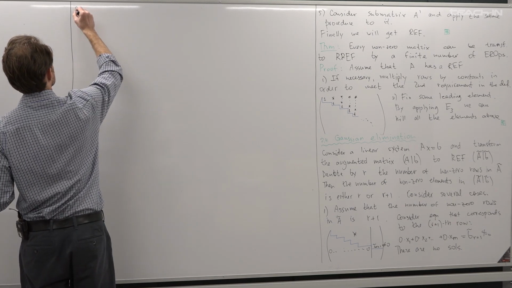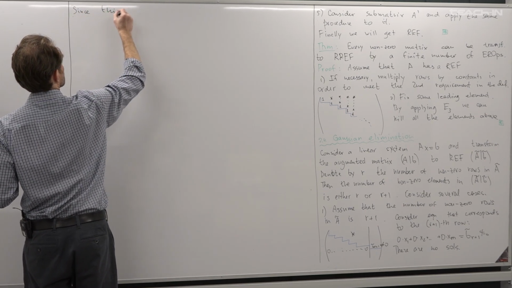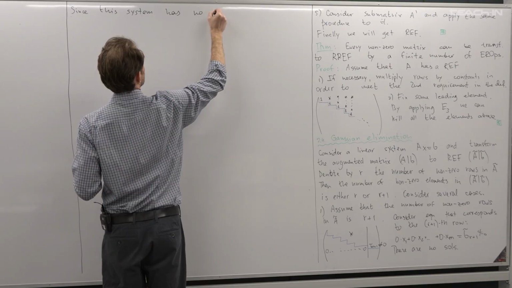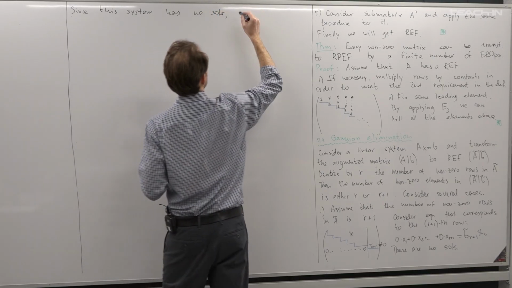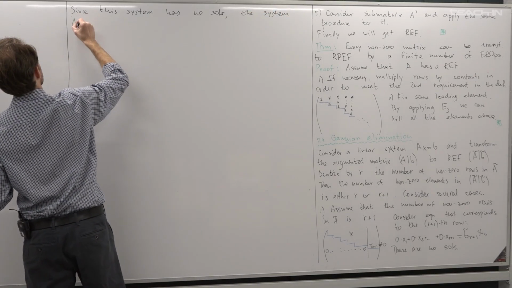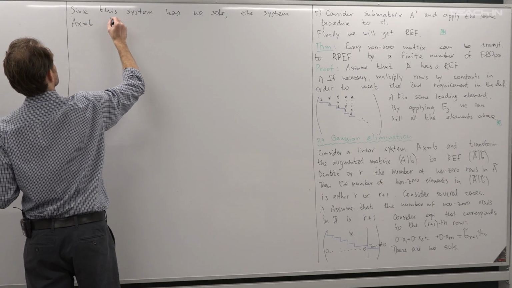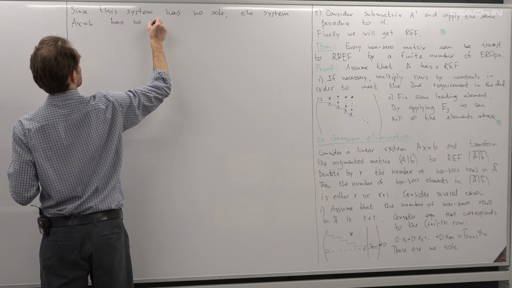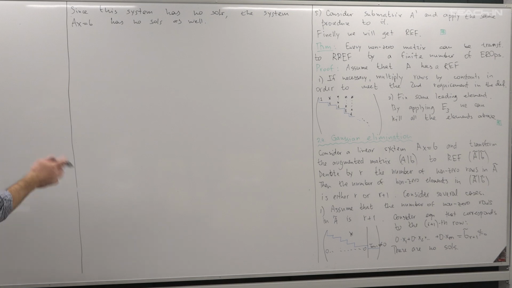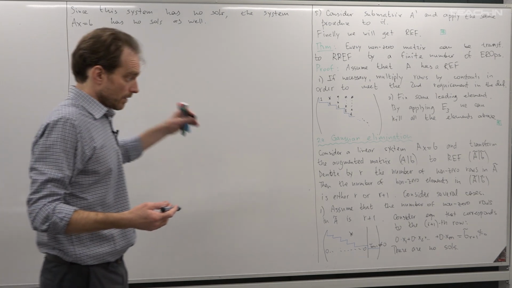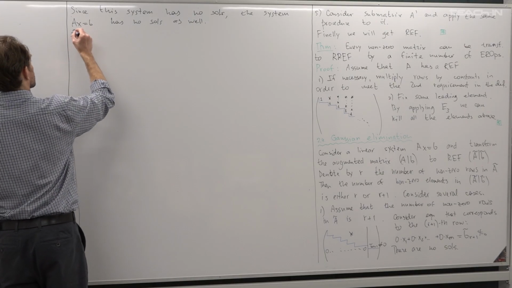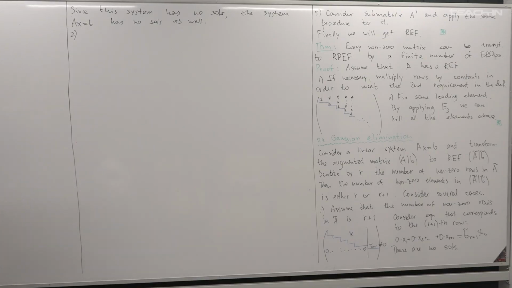So since this system has no solutions, the system Ax equals b has no solutions as well. We have already proved that systems obtained from one another by a finite number of elementary row operations are always equivalent. Okay, so this was the first case. In the first case we have no solutions.